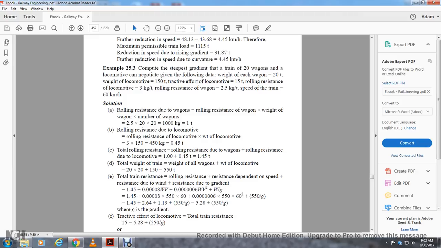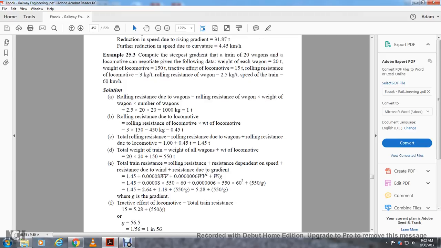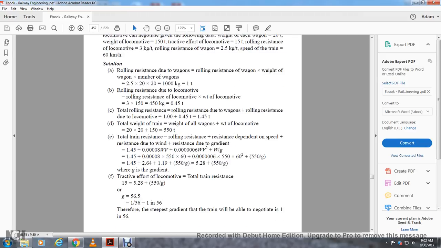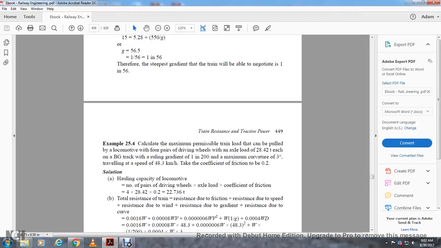Rolling resistance due to the wagons equals the rolling resistance of the wagon times the weight of the wagon times the number of wagons. Rolling resistance due to the locomotive equals the rolling resistance of the locomotive times the weight of the locomotive. The total resistance equals the rolling resistance due to the wagons plus that due to the locomotive. Total weight of the train equals the weight of all the wagons and the weight of the locomotive. Total train resistance equals the rolling resistance depending on the speed, resistance due to the wind, and resistance due to the gradient, where G is the gradient of the track. The locomotive hauling power equals the total resistance of the train. The steepest grade the train will be able to negotiate is 1 in 56.